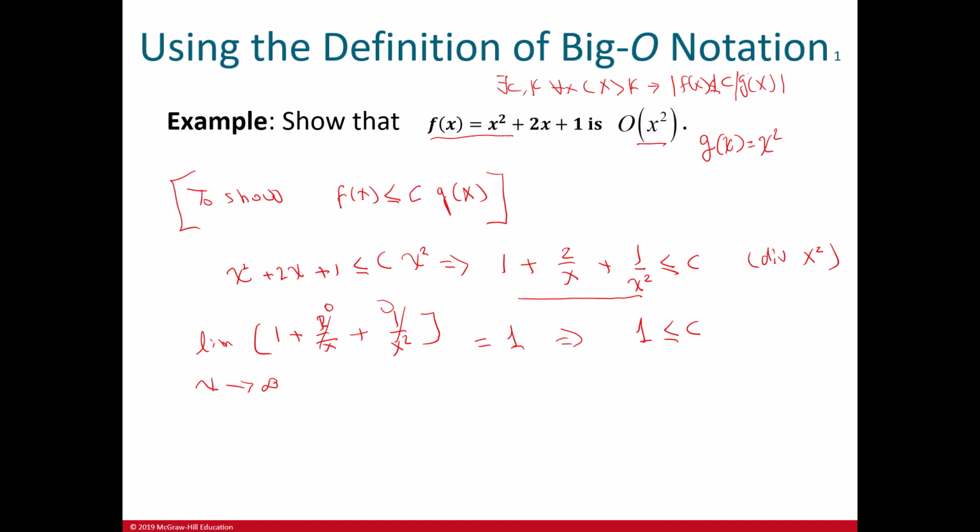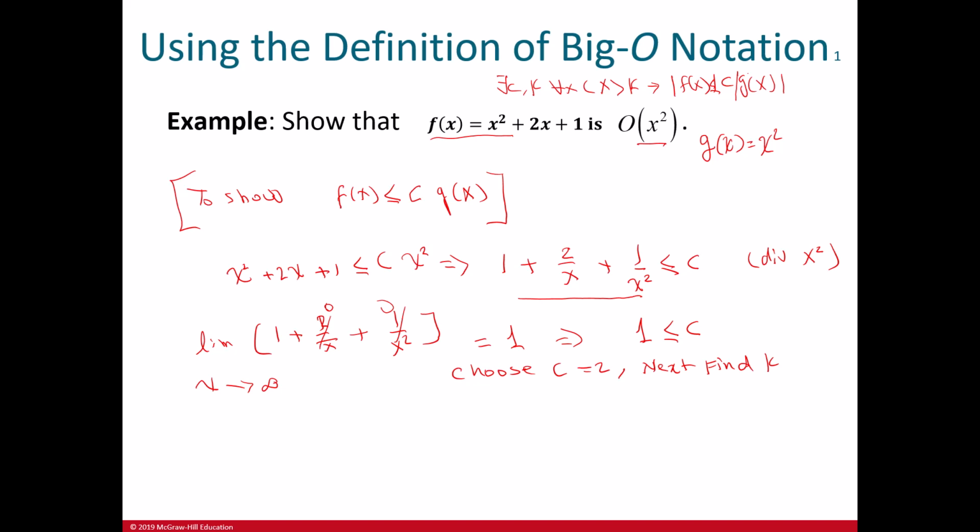Since this is a limit, I'm going to choose c equal to 2. Next we find k. Remember, we need to find these two, the c and k. We just found the c, now we find the k. How am I going to find the k? We're going to do it this way.